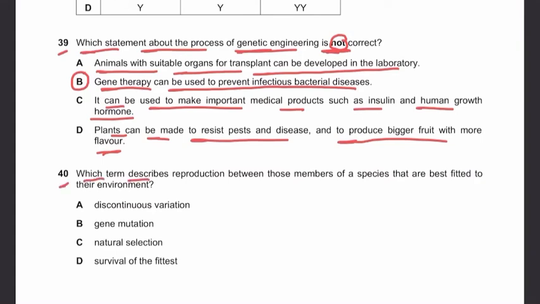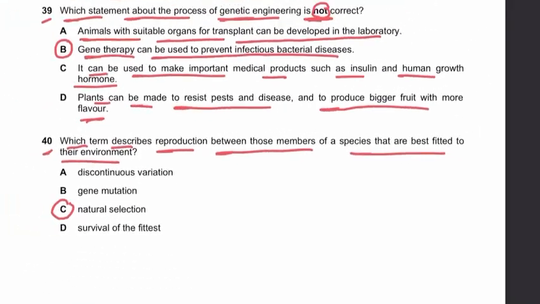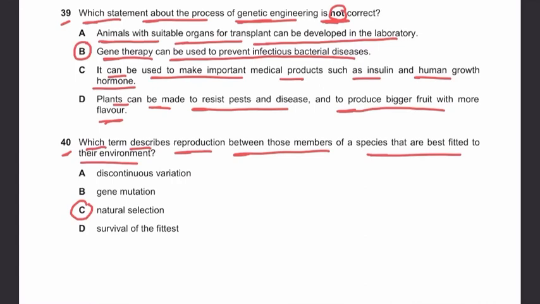MCQ number 40. Which term describes reproduction between those members of a species that are best fitted to their environment? Guys, the answer is C, natural selection. Natural selection is when the environment selects the individuals which are best adapted to the environment. The environment favors the survival of those individuals. By natural selection, only those organisms survive which are best adapted, and only those organisms reproduce. So the term that describes reproduction between those members of a species that are best adapted to the environment is known as natural selection.